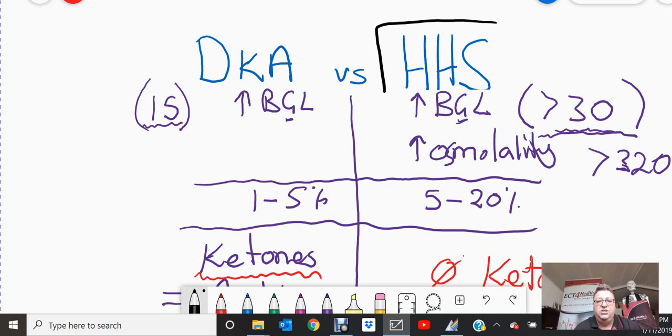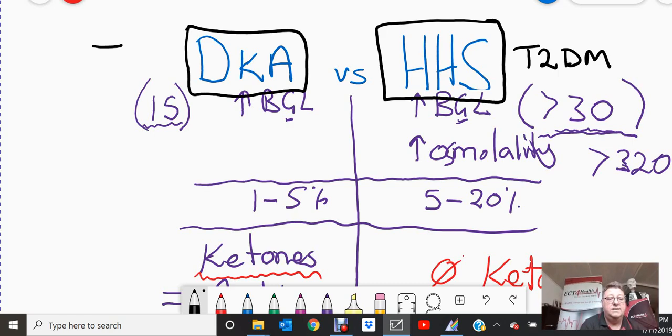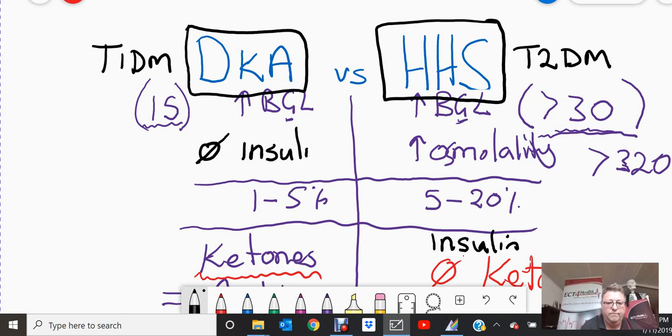Patients who develop HHS, these are type 2 diabetes. More than 90% of them will have type 2 diabetes. They won't have type 1 diabetes. Patients who develop diabetic ketoacidosis, 90% of them will be type 1 diabetics. Remember, the difference here is that these guys have got insulin, and these guys have got no insulin. And that's the fundamental difference.